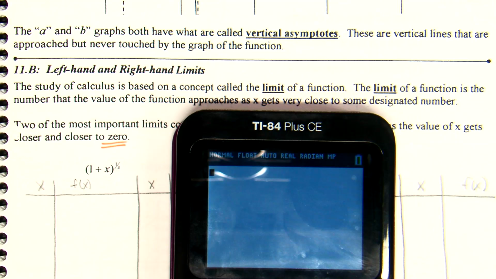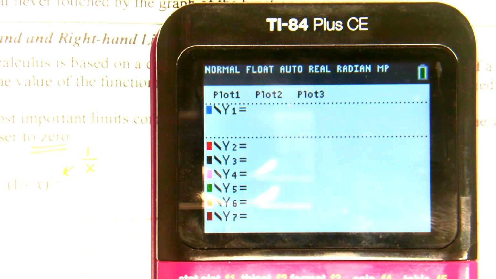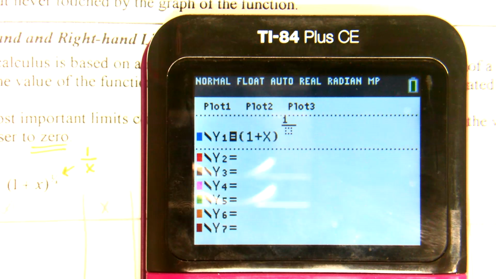Okay, so first of all, can you guys even read that? I know you probably can't. That exponent is 1 over x. I know that's so readable. So this is the function, or the equation, (1 plus x) raised to the power of 1 over x. And we are trying to look at what happens as we get closer and closer to 0. So I'm going to go ahead and do a zoom 6 and graph this.